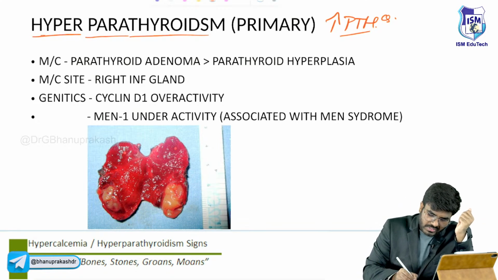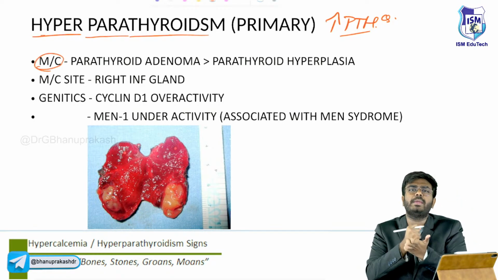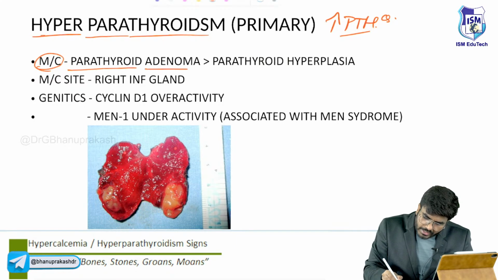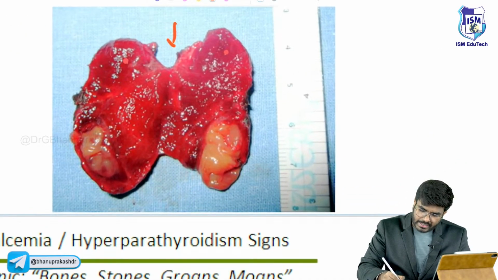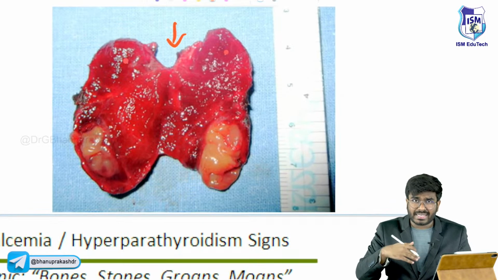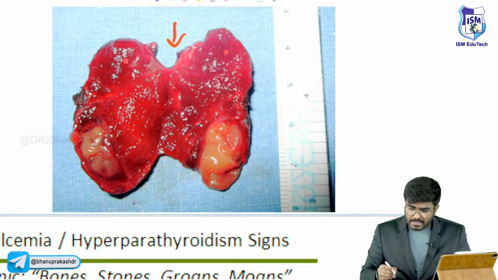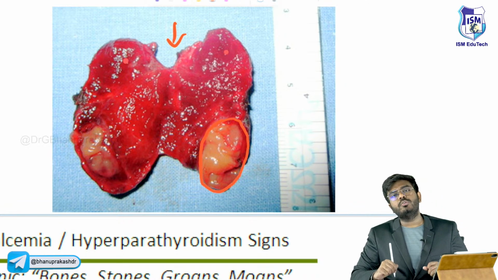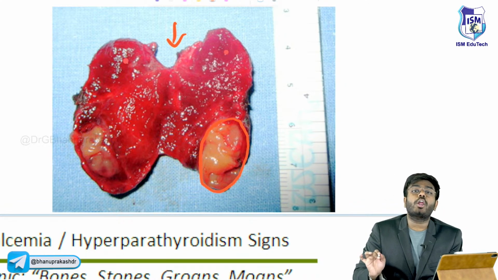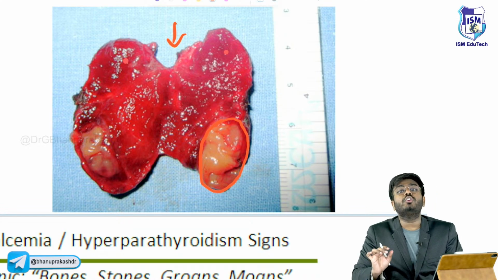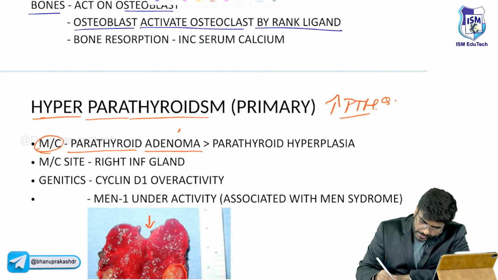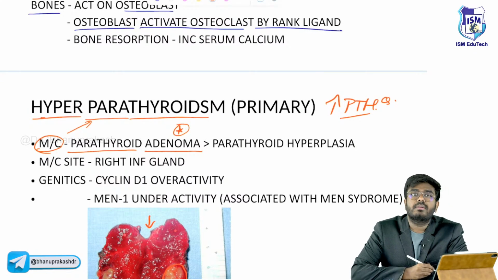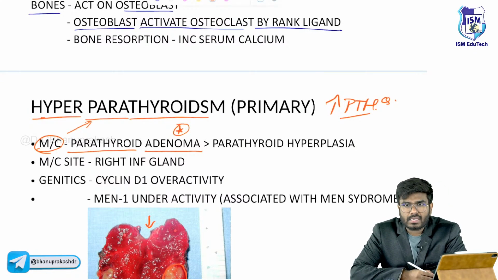Okay, so what's the most common cause? Why, sir? Why hyperparathyroidism? Why more parathyroid hormone? The most common cause is parathyroid adenoma. Look here, this is the thyroid gland. Now, in this, are you able to appreciate, sir, there is a tumor to this parathyroid gland. The parathyroid gland got a tumor. So, it's called a parathyroid adenoma. Parathyroid adenoma is the most common cause of primary hyperparathyroidism.